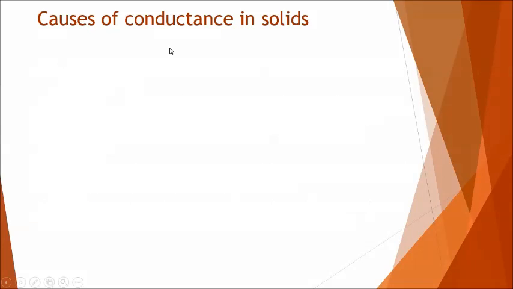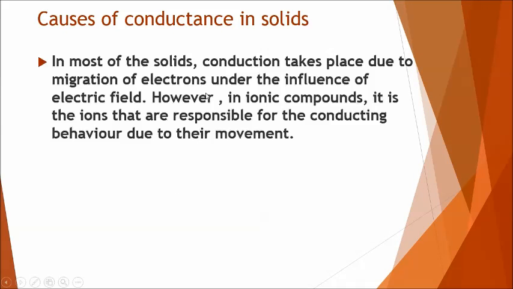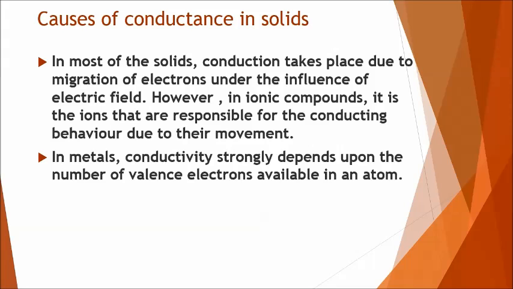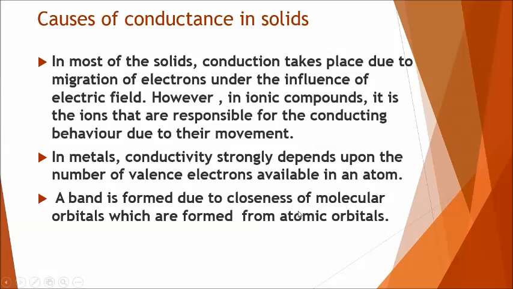Now let's talk about the causes of conductance in solids. In most solids, conduction takes place due to the migration of electrons under the electric field. However, in ionic compounds, it is the ions which are responsible for conduction, due to the movement of ions. In metals, the conductivity depends strongly on the number of valence electrons available in the outermost shell. A band is formed due to closeness of molecular orbitals which are formed from atomic orbitals.